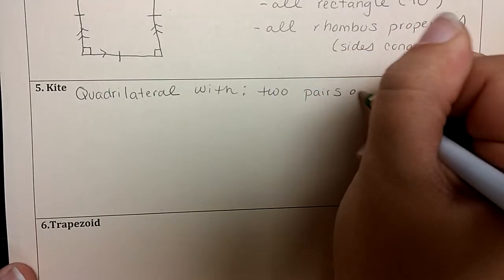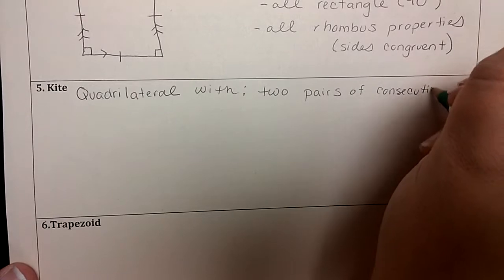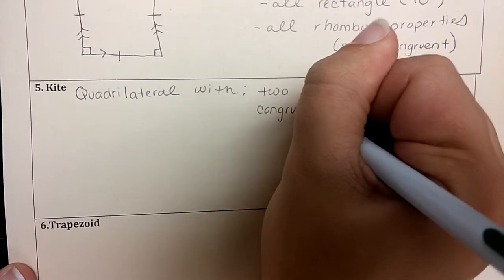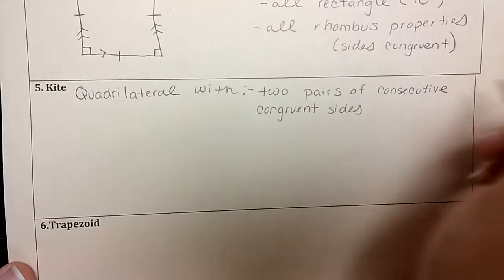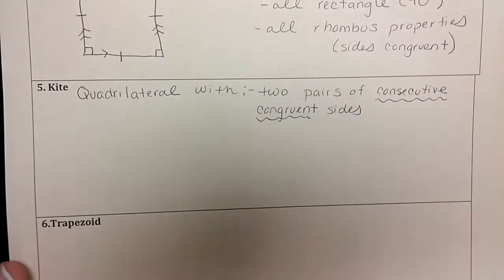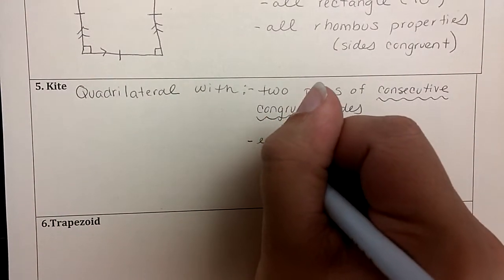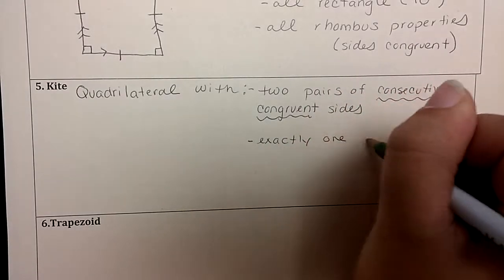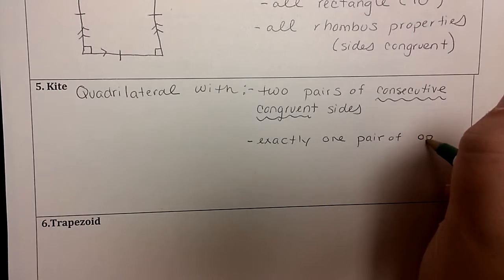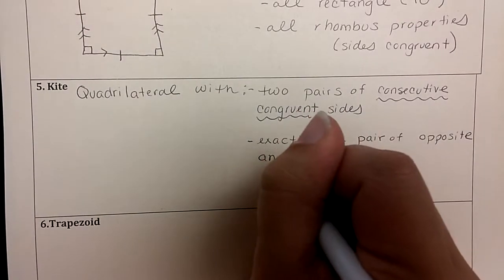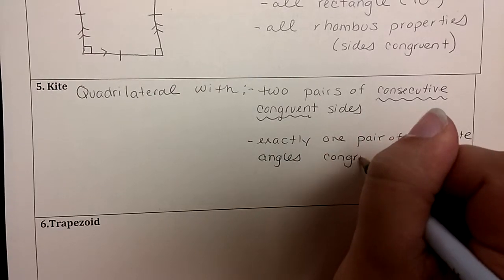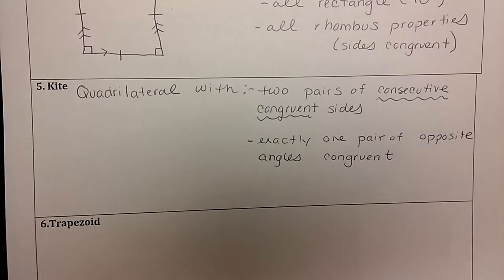Two pairs of consecutive congruent sides. So it has two pairs of consecutive congruent sides. Notice it didn't use opposite like we're used to. Consecutive means in a row. So two sides that are right next to each other that are congruent, two pairs of them. The second property is that it has exactly one pair of opposite angles congruent. So only one pair of opposite angles are congruent, and I'll show you in a sketch which ones they will be.